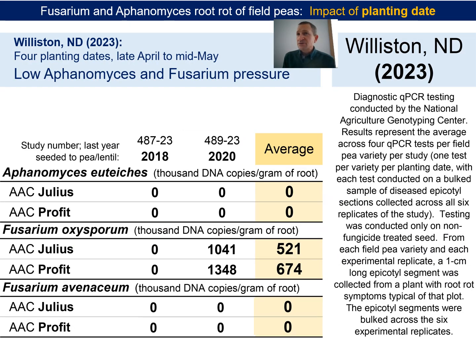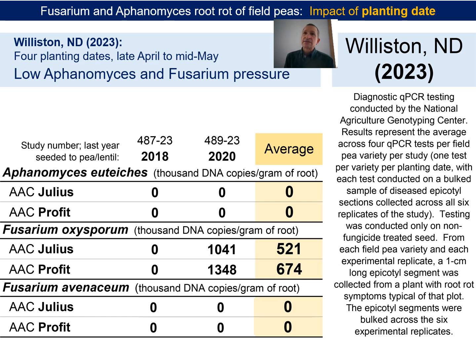And what about the pathogen pressure in those fields in Williston? Well, there was hardly any Aphanomyces or Fusarium root rot pressure. We detected 0 Aphanomyces, and we detected oxysporum in only one of the two fields, and very similar levels across the two varieties. And we did not detect Fusarium avenaceum, i.e. root rot pressure in those fields was low.